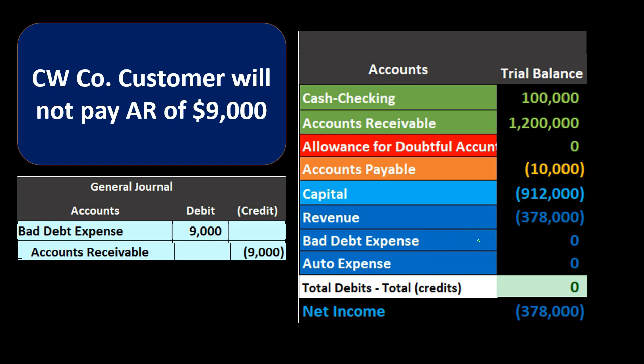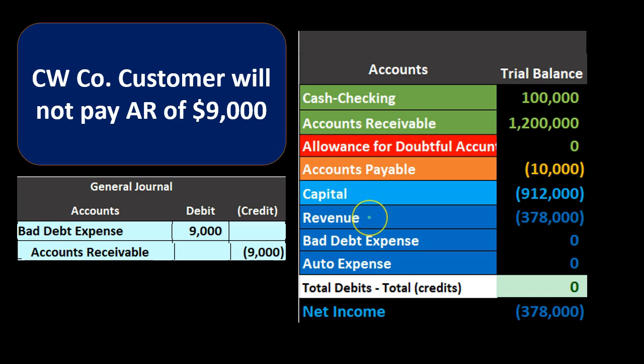What actually happened here? How did that accounts receivable get on the books in the first place? We debited accounts receivable and we credited revenue when we made the sale. You would think then that we would decrease revenue at the point in time that we discover that this sale, $9,000 worth, is not valid. We're not going to get paid that $9,000.